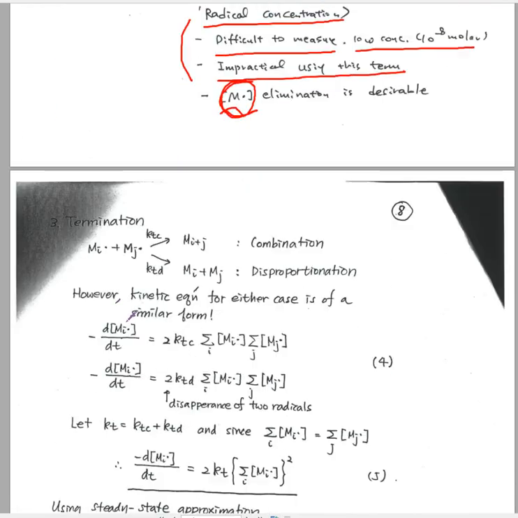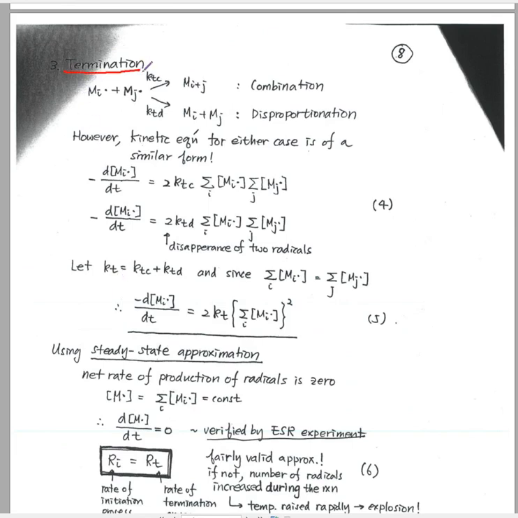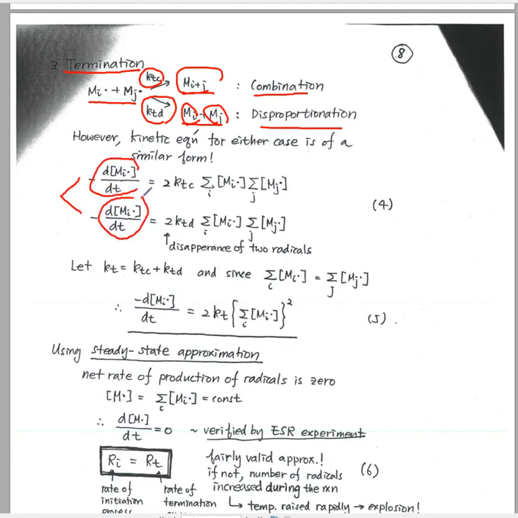Let's move on to the termination step. As you recall, in termination there are two different mechanisms: combination and disproportionation. Two growing chain radicals either form a longer chain or just die by themselves. KTC is the rate constant for the combination step, and KTD is for the disproportionation step. If you write the termination rate, you can write it this way, or this way.